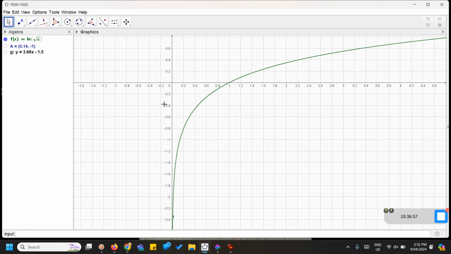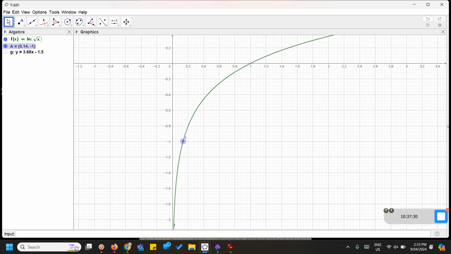What we can see at the moment is our initial function, ln root x, the green line there. I have already put the point where y equals minus 1 on the graph. There it is. And the x value that we worked out, what was the x value again? 1 on e squared, yeah. Obviously it's not exact here, but 0.14 is approximately 1 over e squared.